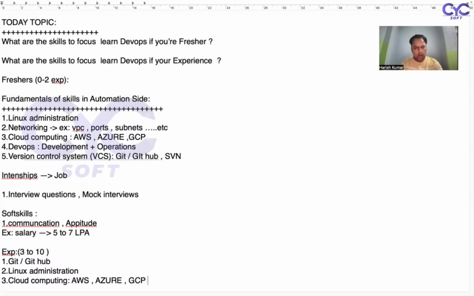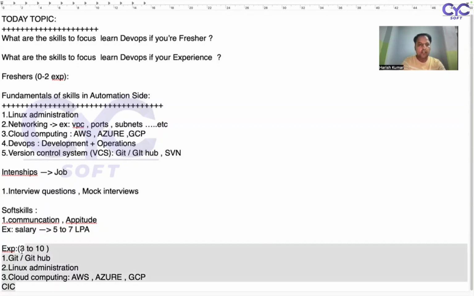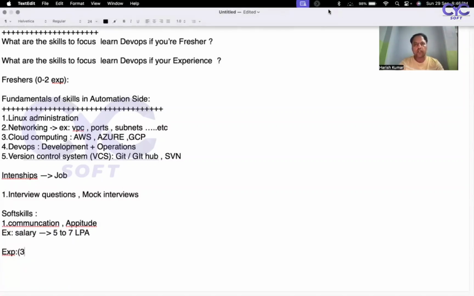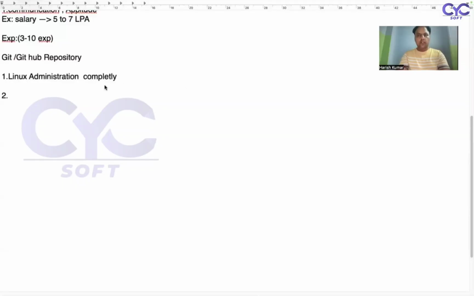The next one you have to focus on is CI/CD tools, guys. That is very, very important. You are focusing on CI and CD. Next, we are focusing on bash scripting, that is a programming language. So next we are working on CI/CD, guys.